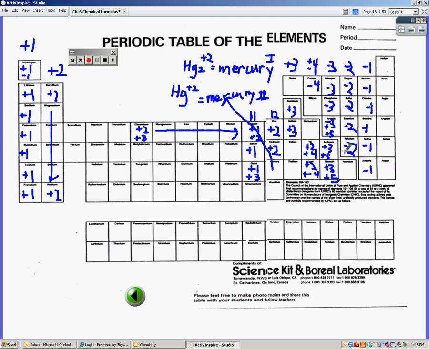So these are the charges of all the ions that you'll need to know. You'll need to memorize this if you're in pre-AP. If you're in grade level, we have a chart.